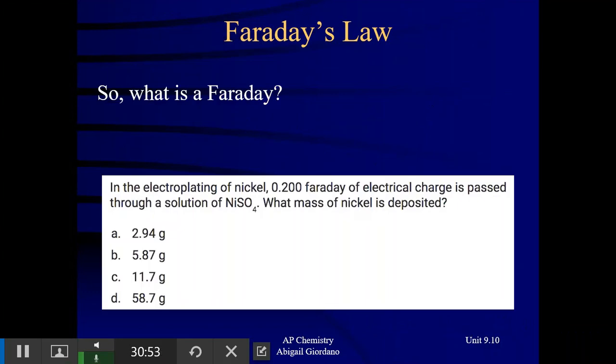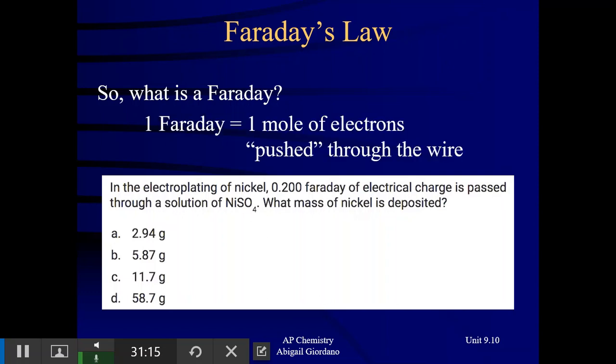And the last thing I want to say is that on a very rare occasion, you will see questions that give you a unit of a Faraday, okay? Meaning that is a unit. And it's not written on your equation sheet, so I wanted you all to be aware of what a Faraday is. One Faraday is equal to 1 mole of electrons, quote, pushed through the wire. I say pushed because electrolytic cells are not favored.